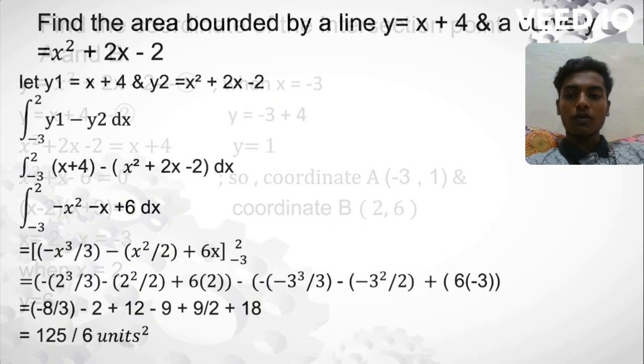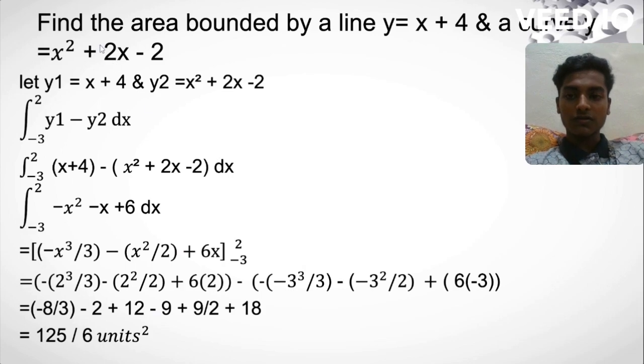So now we move on to the third and final thing, which is finding the area bounded by the line y equals x plus 4 and the curve y equals x squared plus 2x minus 2. So we let y1 be x plus 4 and y2 be x squared plus 2x minus 2. In order to find the area, we have to integrate y1 minus y2 dx with the upper limit of 2 and the lower limit of negative 3.